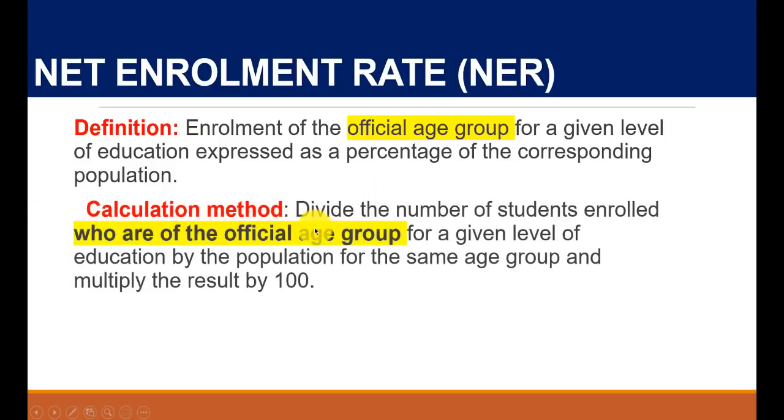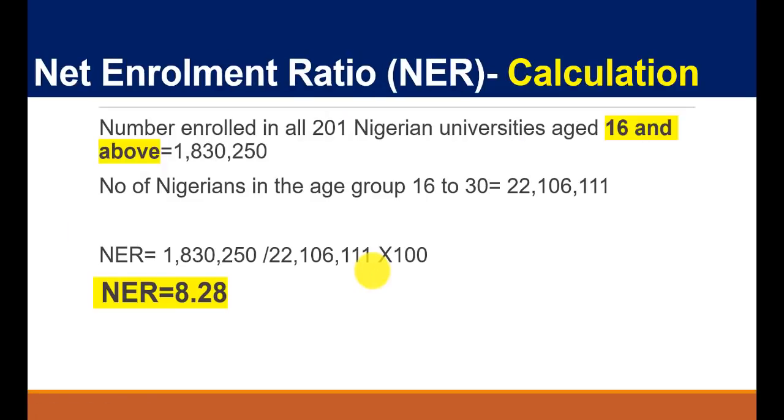So how do we calculate it? We divide the number of students enrolled who are in the official age group for a given level of education by the population of the same age group and multiply the result by 100. As I said, this whole indicator business is just percent: this over this times 100. In some cases, you just say this over this, just dividing and multiplying.